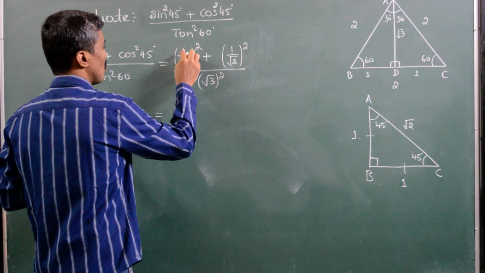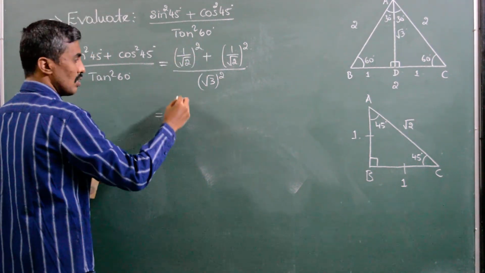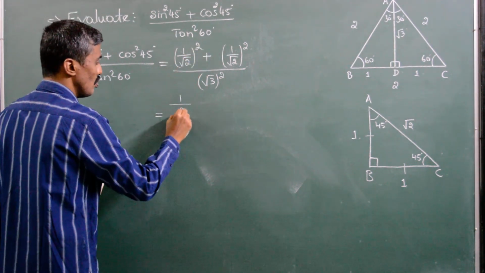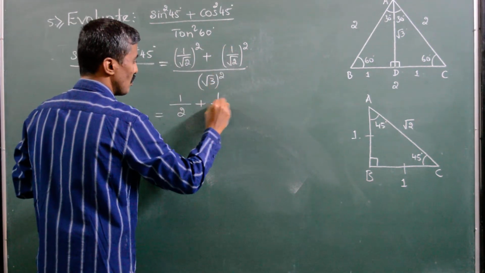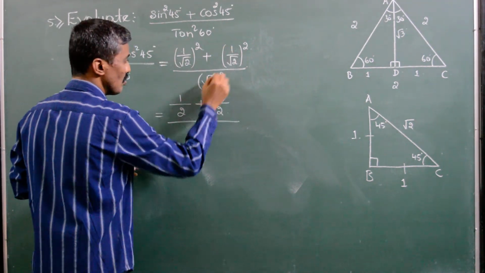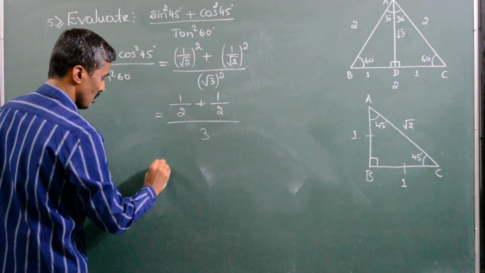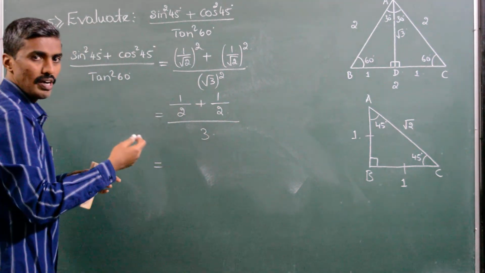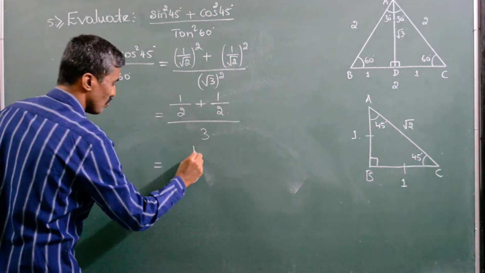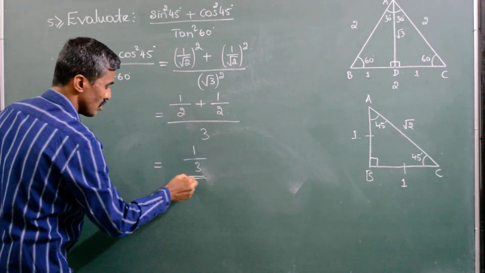Next, 1 by root 2 whole square. 1 square is 1, root 2 square is 2, so 1 by 2. Plus here also the same value, 1 by 2, divided by root 3 square, which is 3. Half plus half is 1. So 1 divided by 3. This is the value.